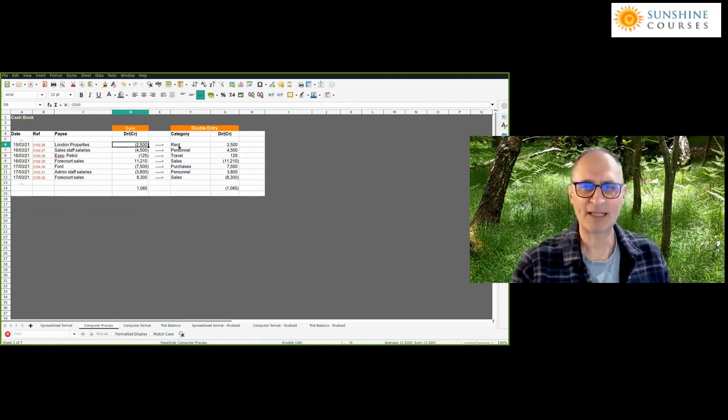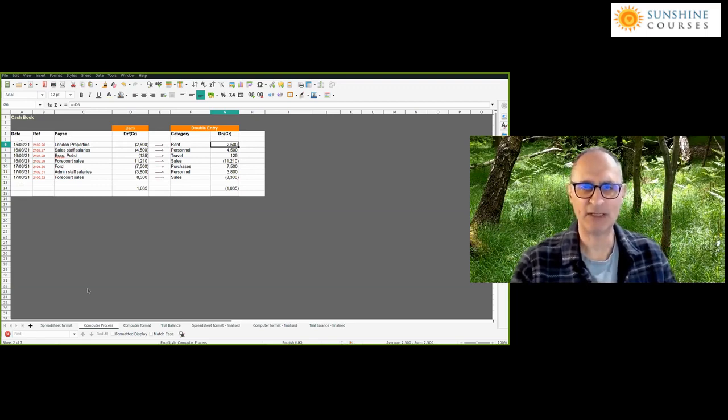If you remember the category of rent, the computer system, as soon as you enter that entry, that bank credit, it immediately debits rent of £2,500. It doesn't wait for anything else. So as soon as you've entered that transaction, rent is already in the accounts.